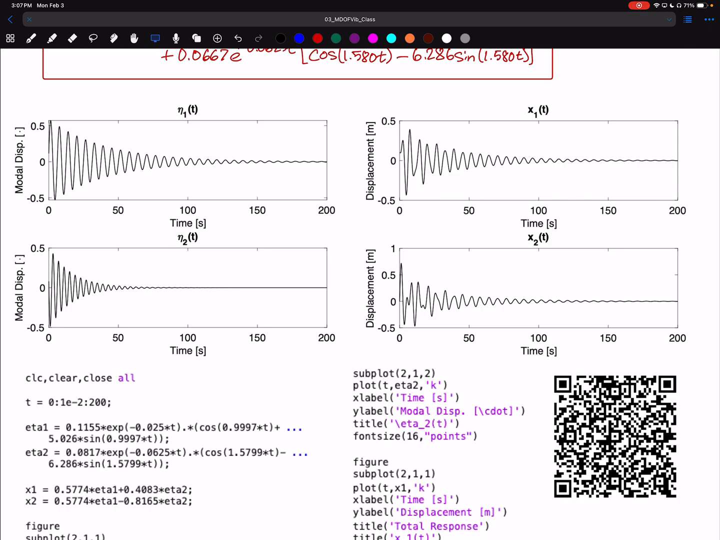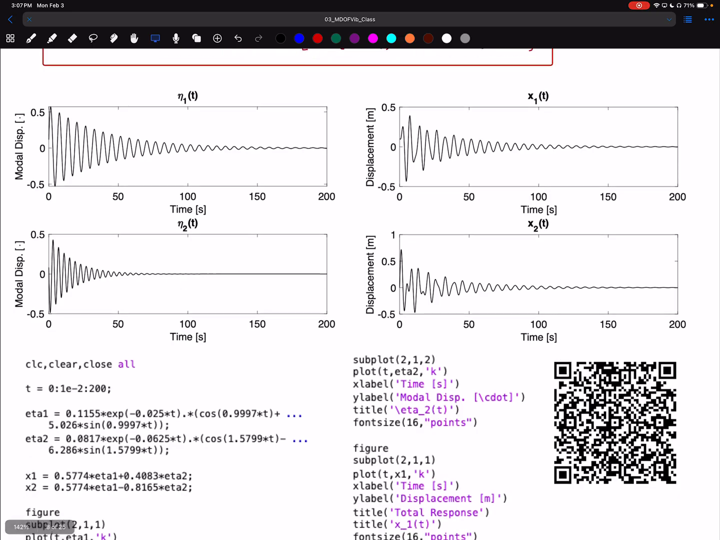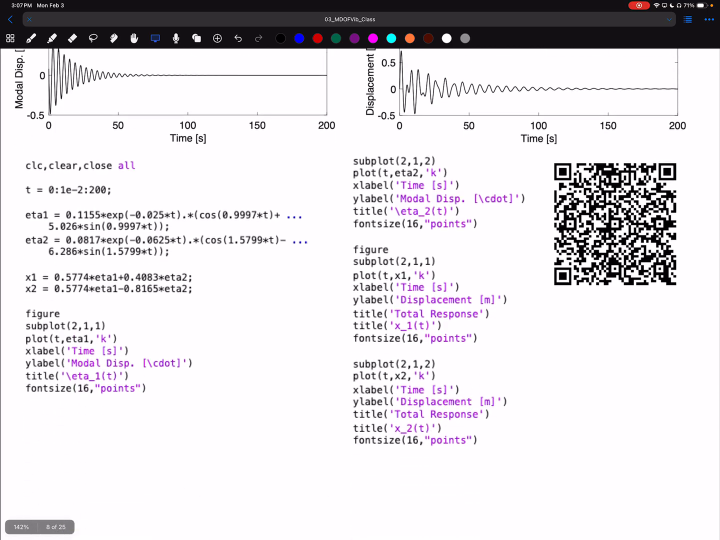MATLAB code is given there. If you want a copy, you can download it from the QR code. For the rest of the class, we're going to take a look at some mode shapes from real systems out there in the world. All of them come from my own research.